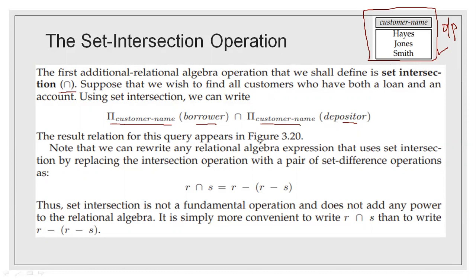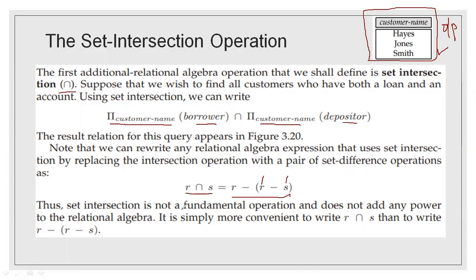Note that we can rewrite any relational algebra expression that uses set intersection by replacing the intersection operation with a pair of set difference operations as R intersection S is equal to R minus (R minus S). I hope you understood this. This is one relation, this is another relation. From one relation, it is minus of the common part.